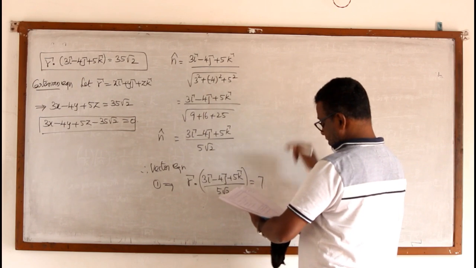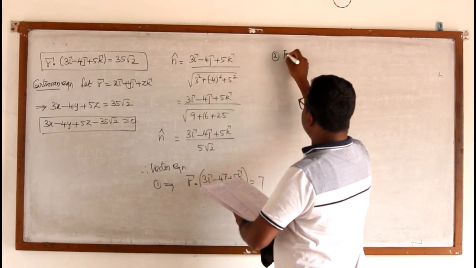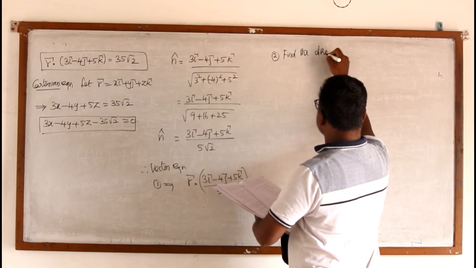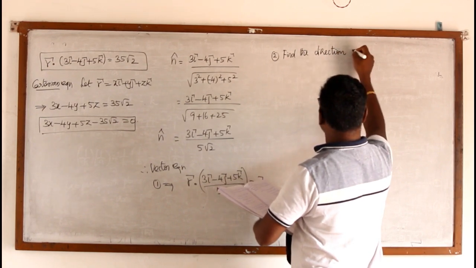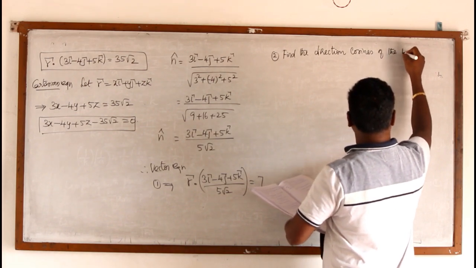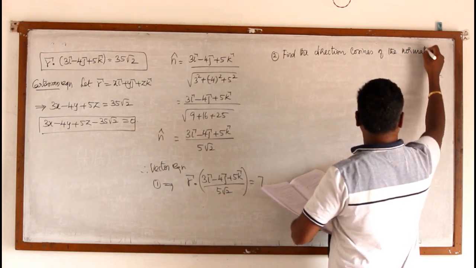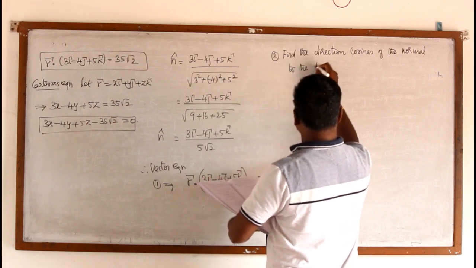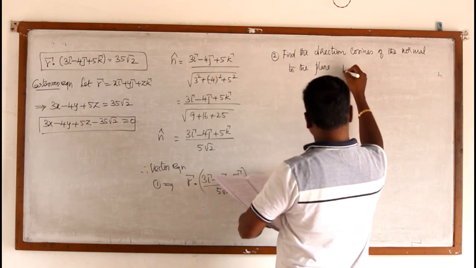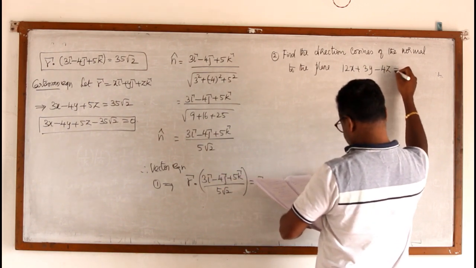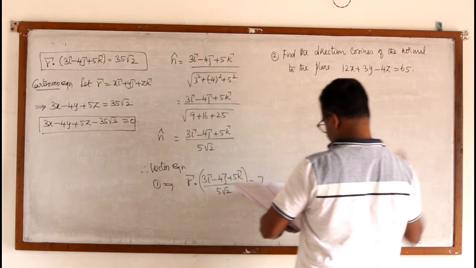There are plenty of questions in this. Find the direction cosines of the normal vector to the plane 12x + 3y - 4z = 65.